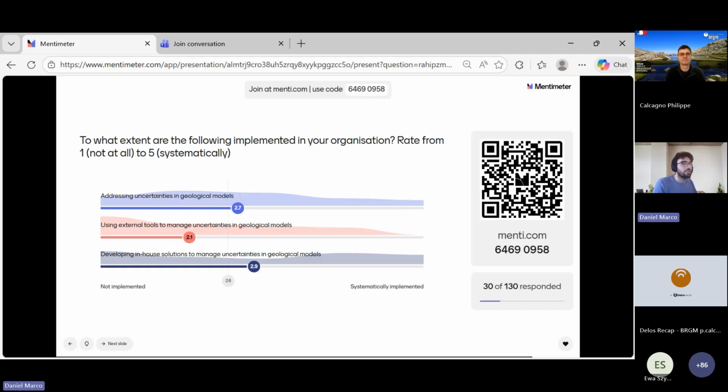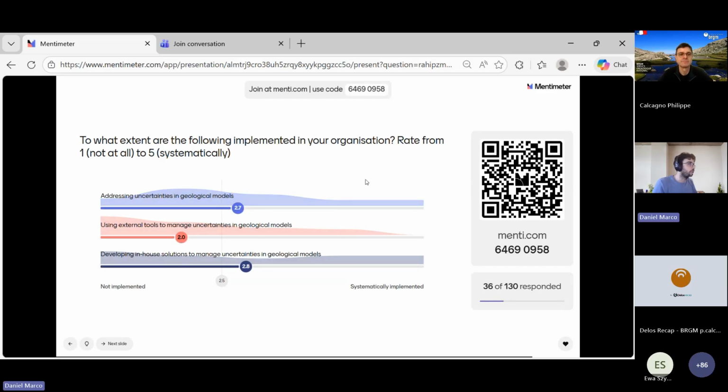Moving now to the next question regarding the implementation within your organization. To what extent are the following implemented in your organization? We can see that addressing uncertainties in geological models are moderately implemented. Using external tools to manage uncertainties in geological models comes with a lower scale. And finally, developing in-house solutions to manage uncertainties in geological models comes first with 2.8.